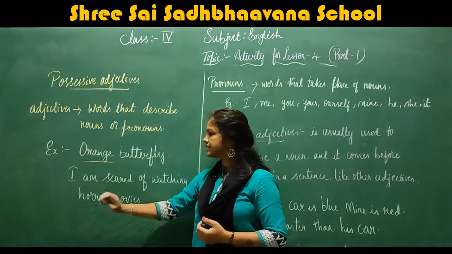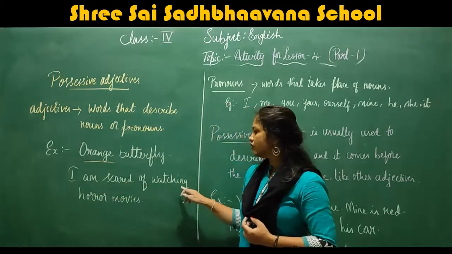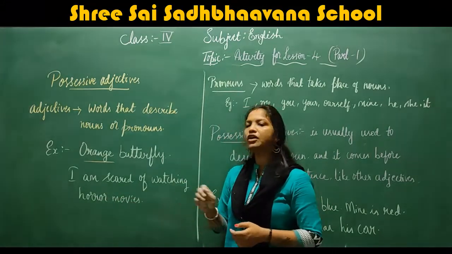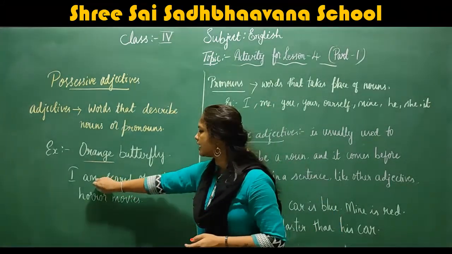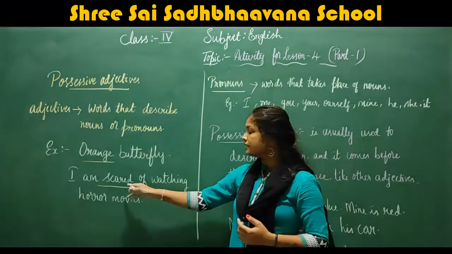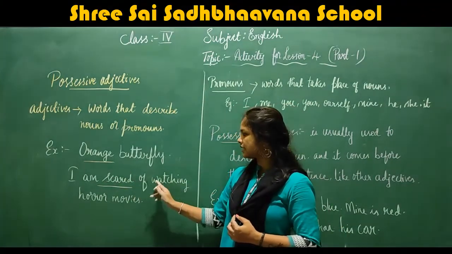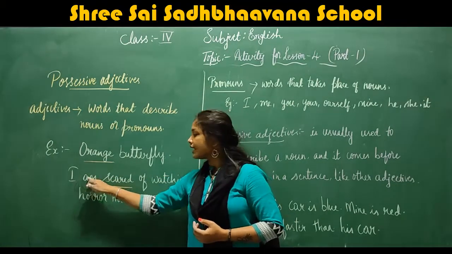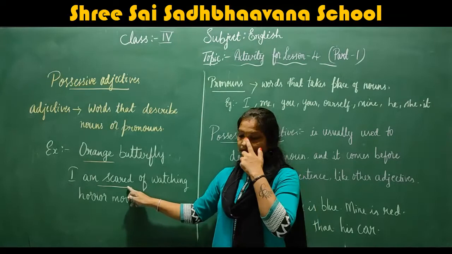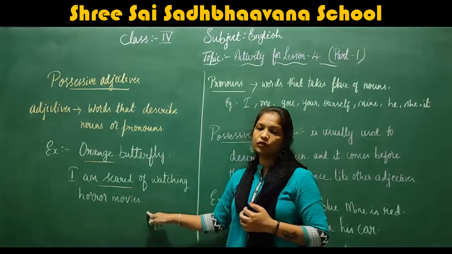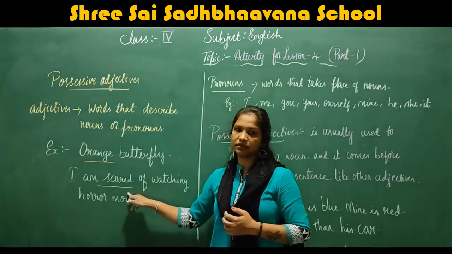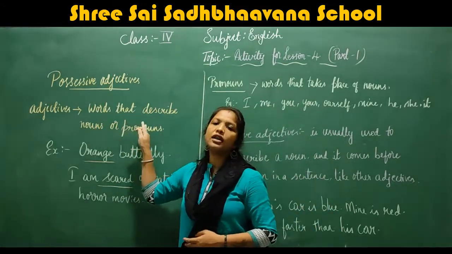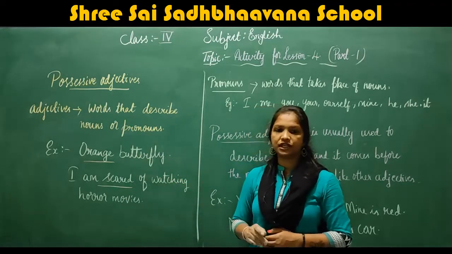Understood? Next example: I am scared of watching horror movies. Here, scared is an adjective because it is describing the pronoun I. I am scared of watching horror movies. Here it is describing. Understood, children? Words that describe nouns or pronouns are known as adjectives.